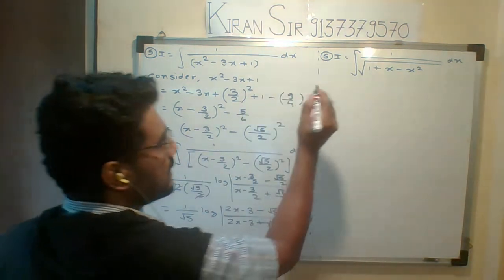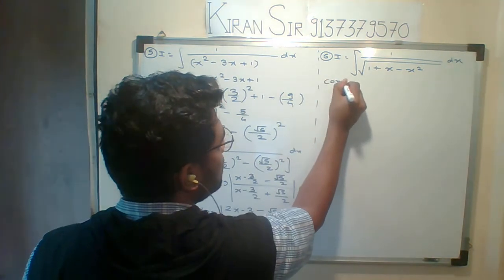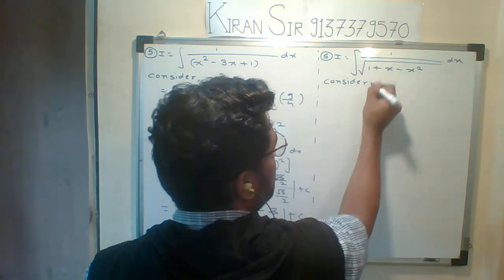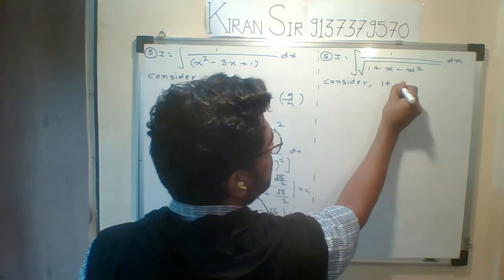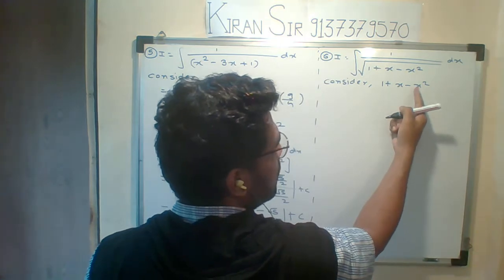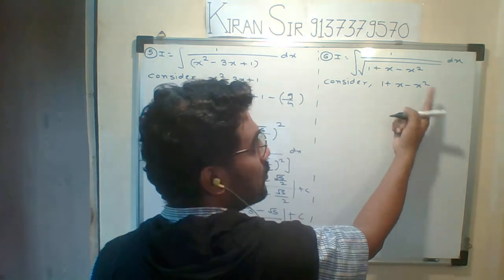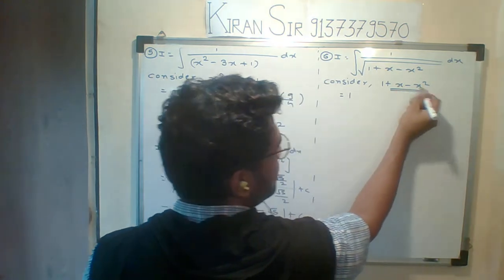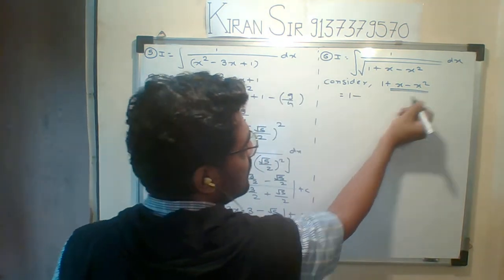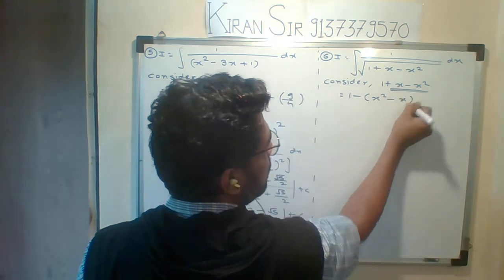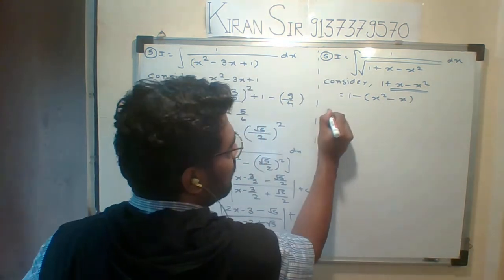Now I will solve the next numerical. Same. You have to take the integration of a quadratic equation, but the quadratic equation is present in the root sign. So I will consider only the quadratic equation. What is the sign here? x square sign can happen negative. To make it positive, I told you, always take the minus sign common from the x term. If I take minus sign common, then negative x becomes positive x, and plus x becomes minus x. After that, we know what to do.